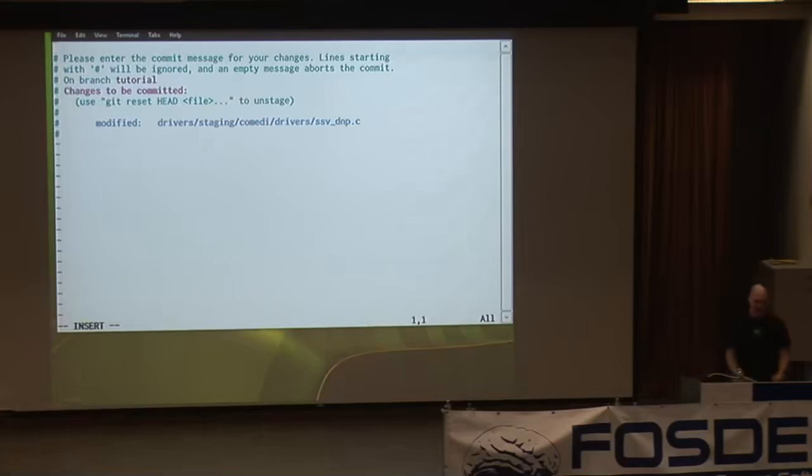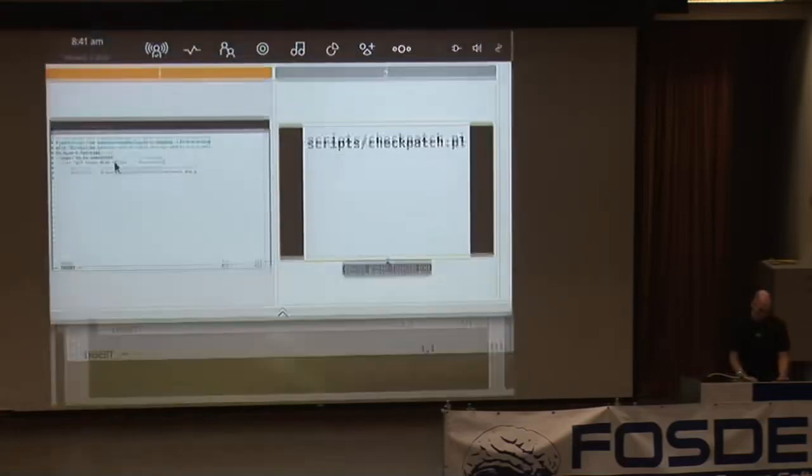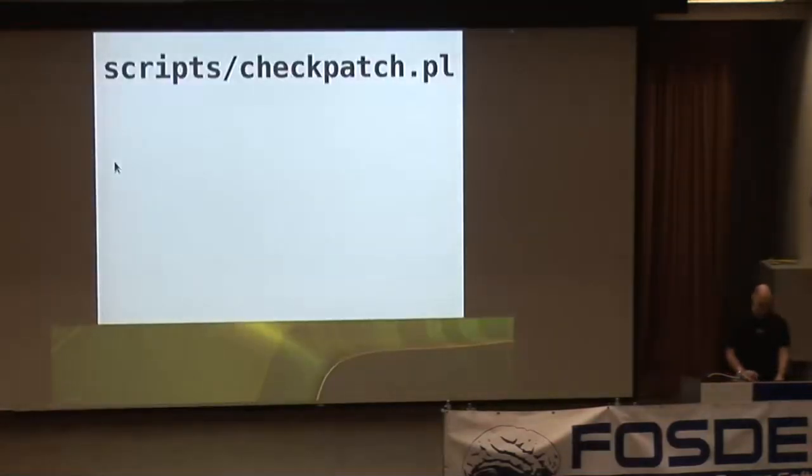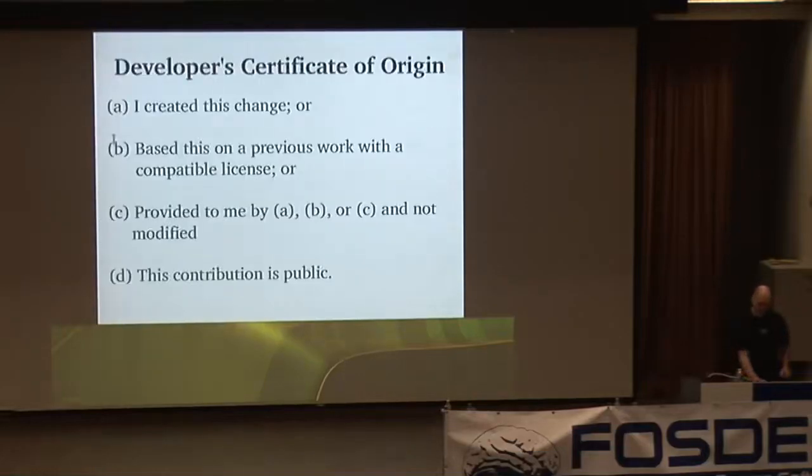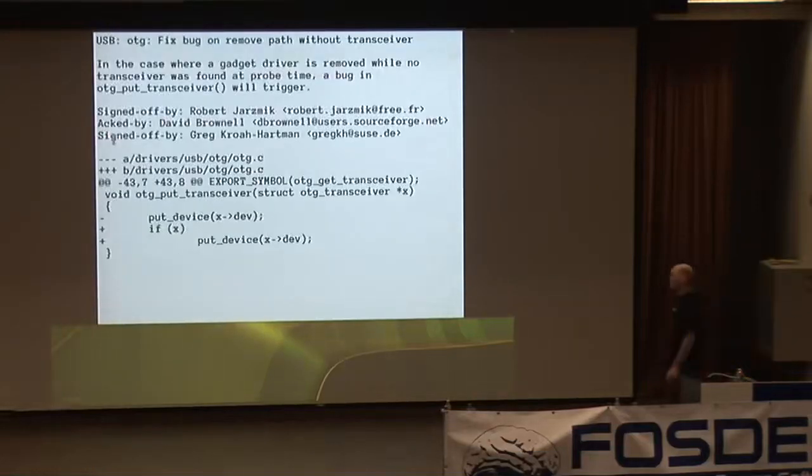So the good thing about a commit, well, here, let's show you an example. Here's a commit. So this is what's in the kernel tree. You can look up this commit. The very first line on the top, you want to make a nice, short, succinct summary of what this does. In the short log, this will show up. So it's USB, OTG, which is On-The-Go. That means USB is in the client itself, so Linux is running out there. Fix the bug on remove path without the transceiver. Looks nice. Nice, short, succinct.